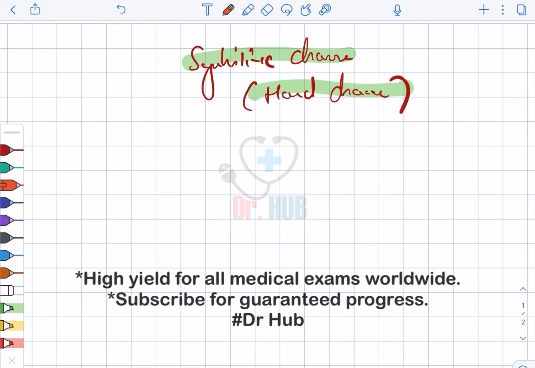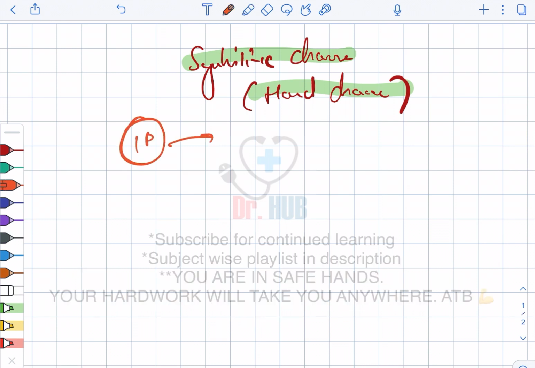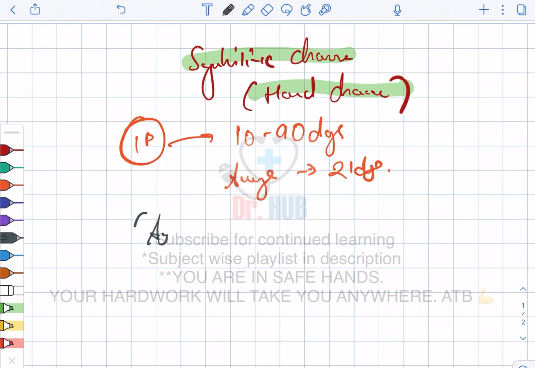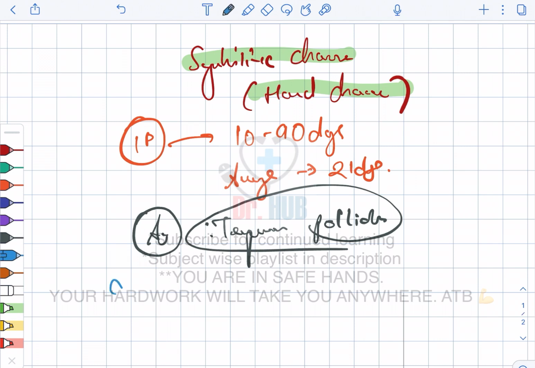Today we are looking at the syphilitic chancre or the hard chancre. So here if you look at the incubation period, it is about 10 to 90 days. So the average is about 21 days. And if you look at the organism, the agent causing it, it is the Treponema pallidum.